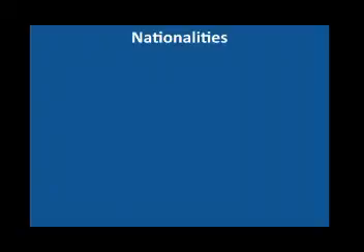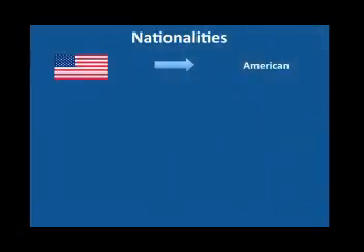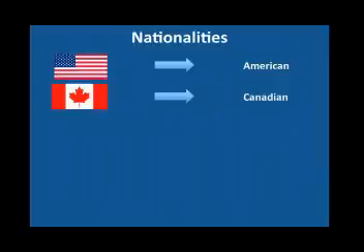So, people who come from a country will have a certain nationality. As here, people who come from the United States of America are known as an American. Here we have Canada. So a person from Canada will be known as a Canadian.